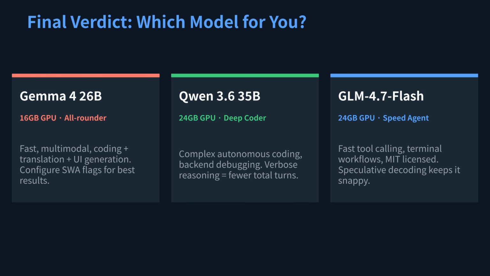If you have a 24 GB GPU and your priority is complex autonomous coding with deep reasoning and minimal turn count, Qwen 3.635b is the most reliable choice. And if you want a fast, commercially free, text-first coding agent on a 24 GB GPU, GLM-4.7 Flash delivers speed, consistency, and tool calling reliability that's hard to beat.